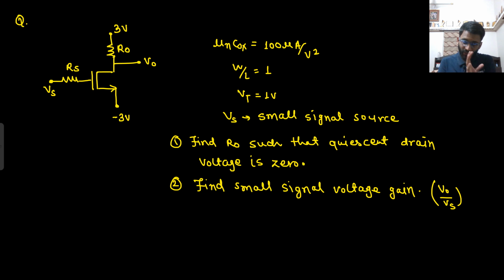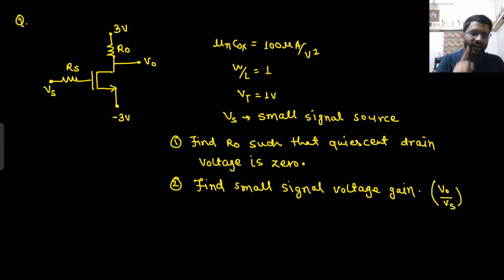I know I have not taught you the common source amplifier, common gate amplifier, or common drain amplifier. Nothing has been taught. But only by using the concepts we have studied till now, we can analyze any kind of amplifier. So this kind of circuit is given. Here there is RS, R0, 3 volt, minus 3 volt, Vs is given, V0 is given. Vs is the small signal source. The DC supplies are plus 3 and minus 3. W by L, Vt, mu and C are given.